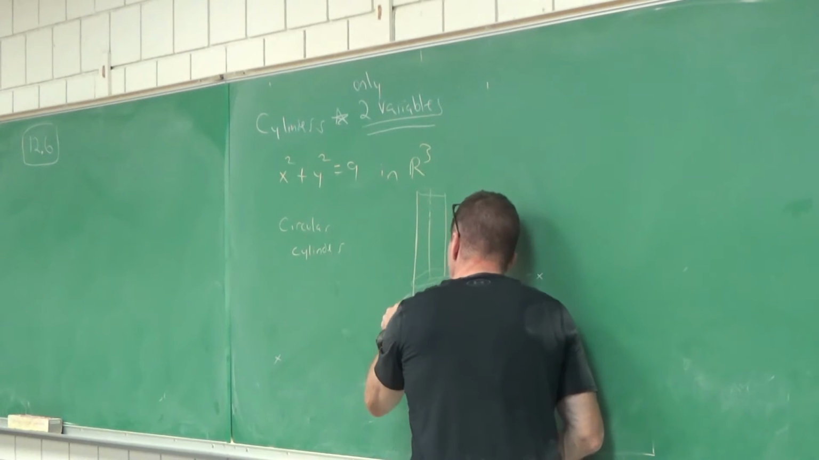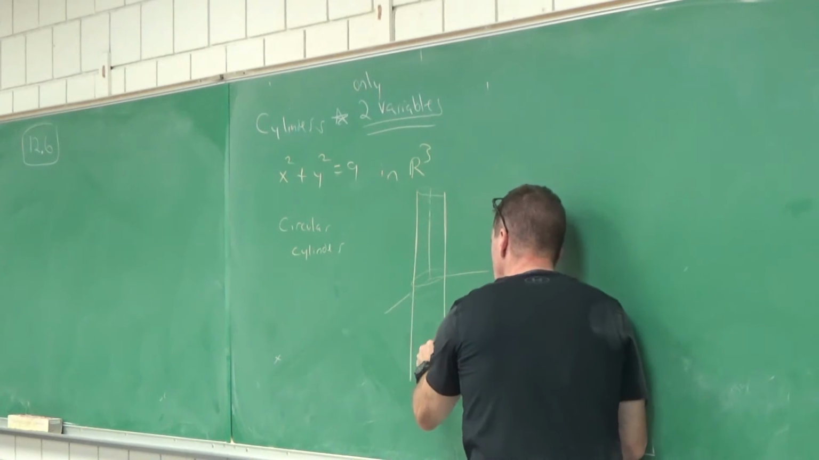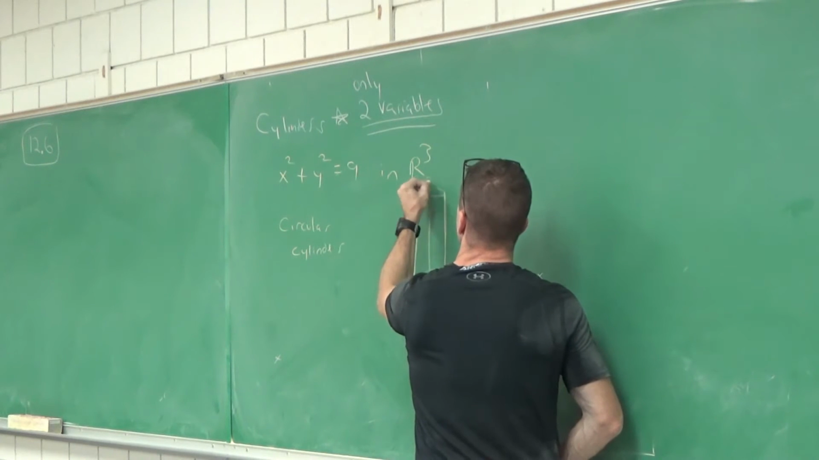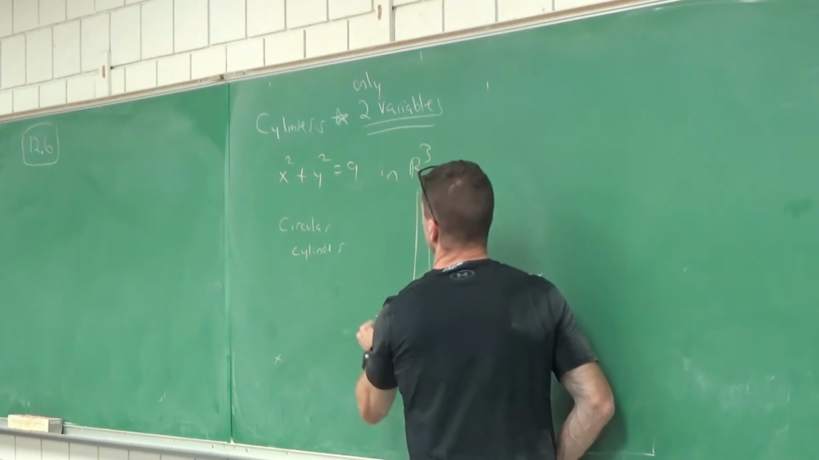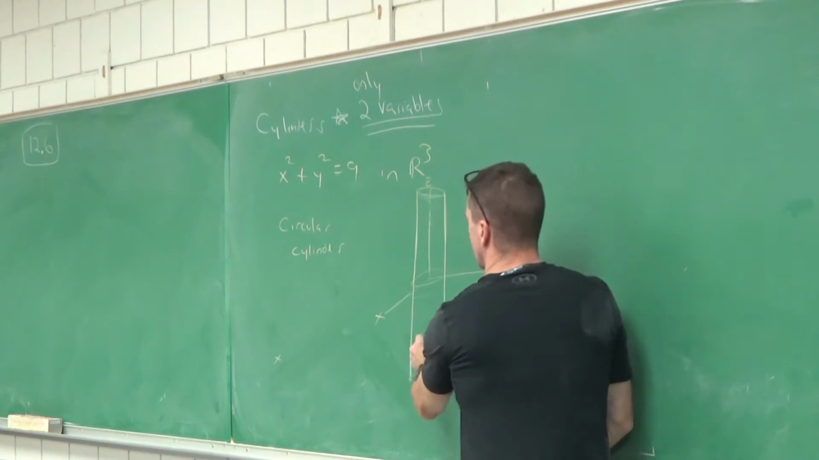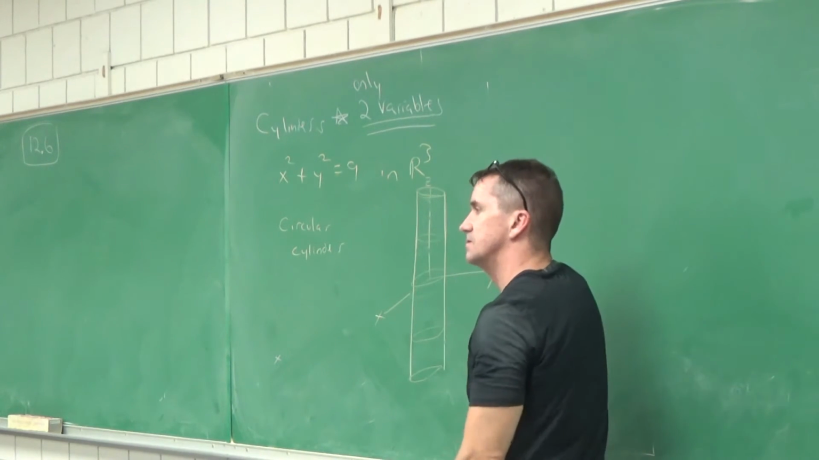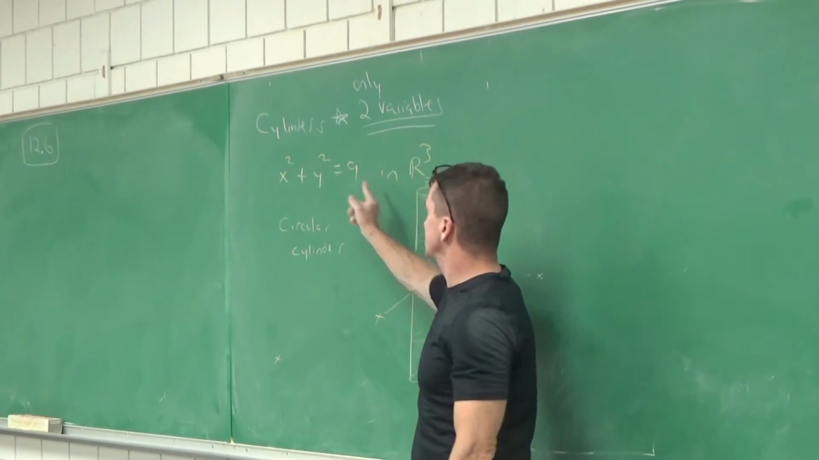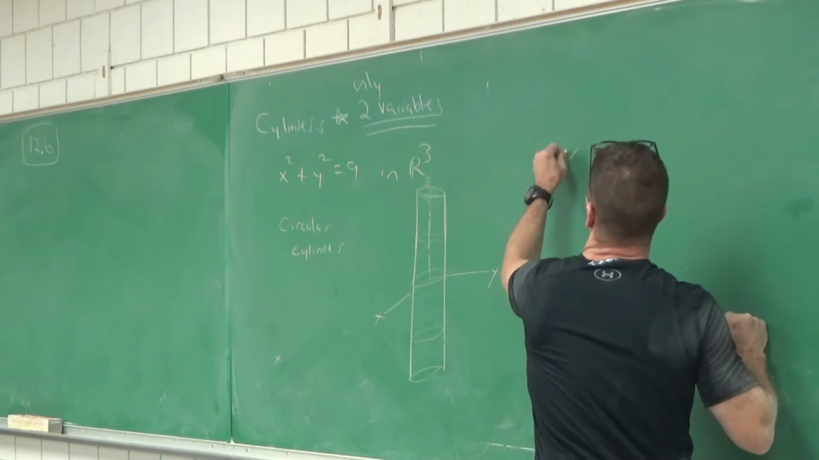This keeps going though, doesn't it? And if you want to go even further, this would be an infinitely long circular cylinder centered on the z-axis with a radius of what? 3. And it just keeps going. There's another trace. You can put traces all over the place. But the radius is 3, right? Centered on the z-axis, which letter was missing? Z. Right?